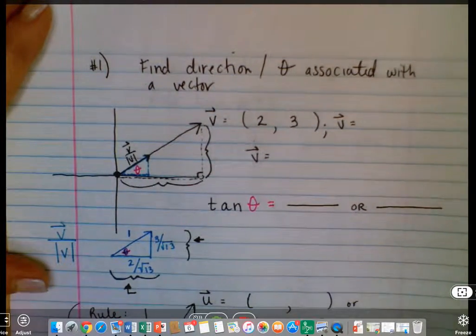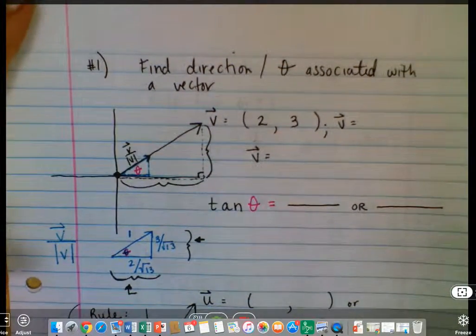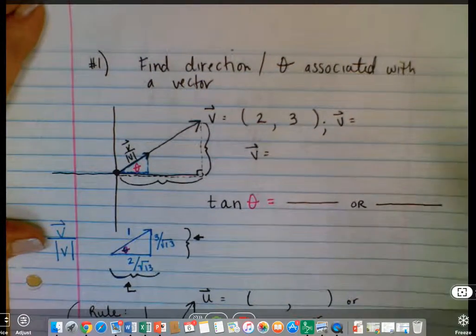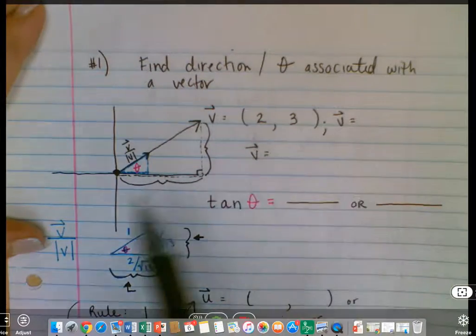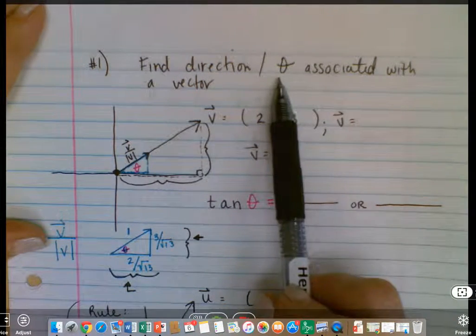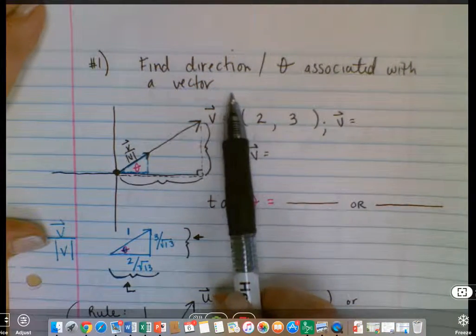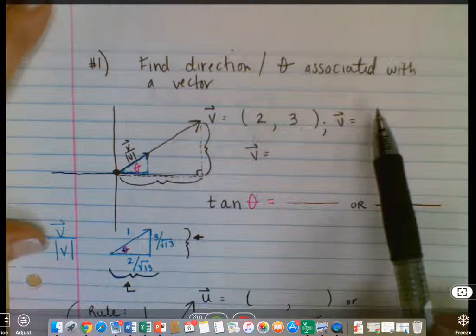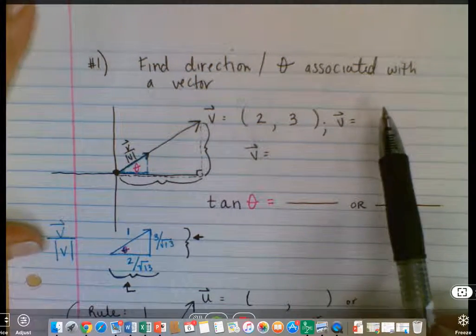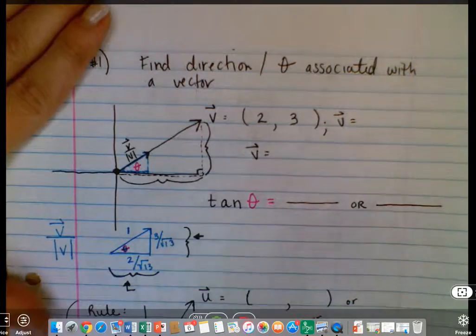So hopefully this will be the last video for 9.3. We're going to go through those two applications I was addressing at the end of the last video, which is one, finding a direction theta associated with a particular vector, and number two, scaling a vector to be a specific magnitude. So quickly run through this again.